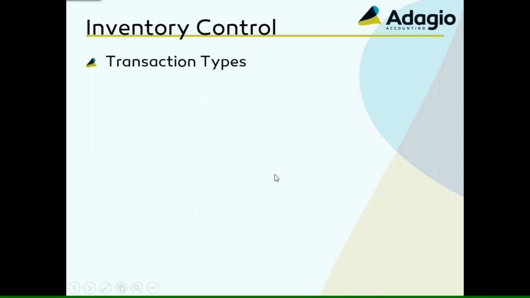Within inventory, there are 5 different transaction types that you can post. You can post your receipts into inventory. Now, normally in a business of any size, this will be done in our purchase order solution. In our purchase order module, the receipts will be posted, and I'll talk a little bit more about that in a few moments.